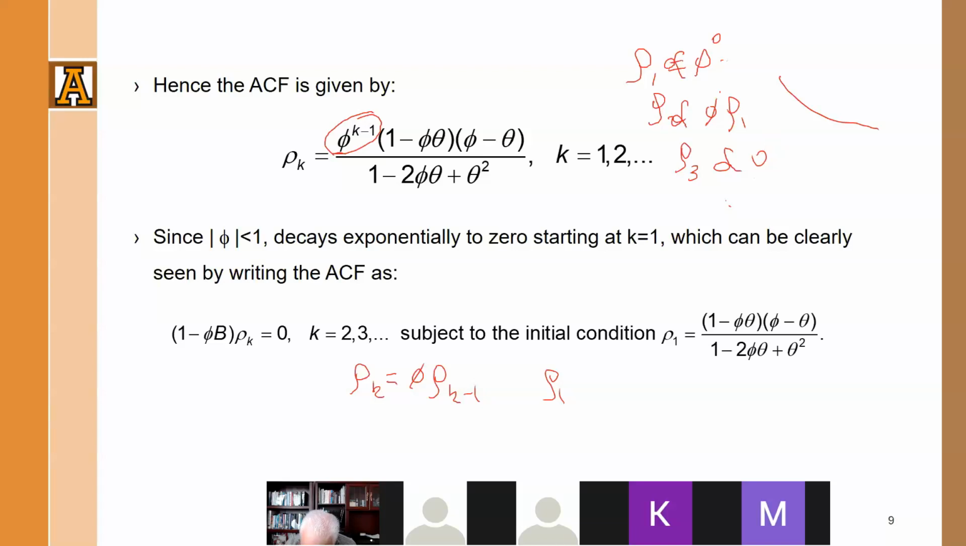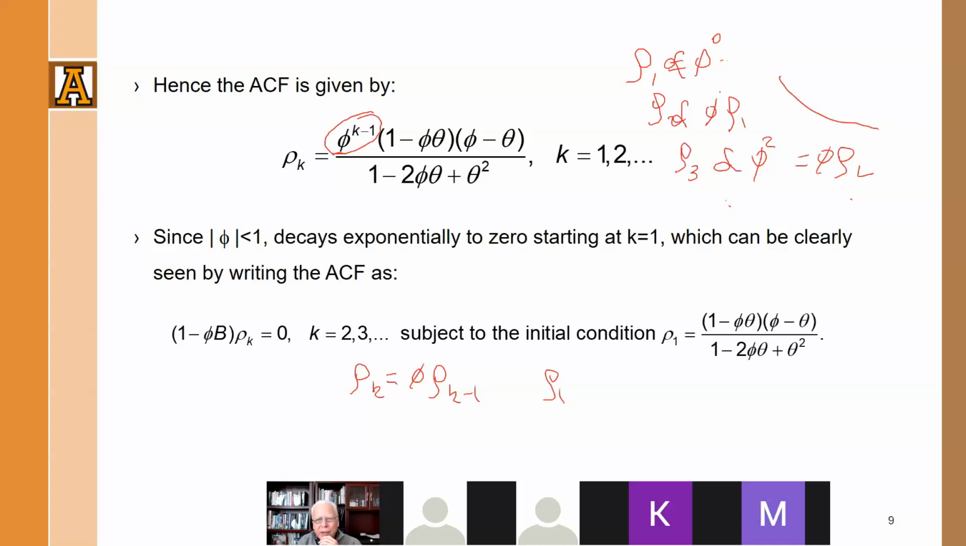Phi squared, and that will be phi times rho 2. Okay. So the autocorrelations will follow the behavior of the autoregressive polynomial.